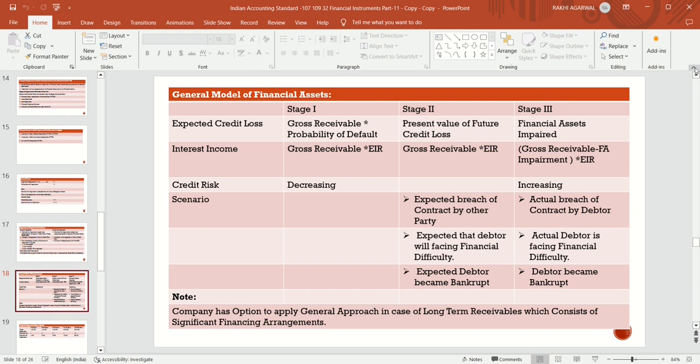In stage 3, when the debtor breaches the contract, when the debtor is facing financial difficulty and the debtor becomes bankrupt, in that case the provision for impairment is required, because the debtor will not be able to pay due to financial difficulty and bankruptcy, for which they breach the contract. In that case the provision for impairment on the financial asset is required to be prepared.